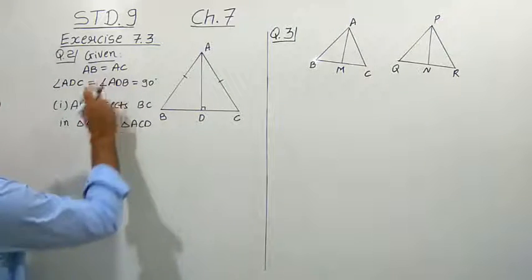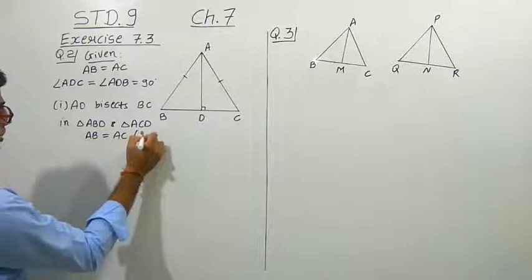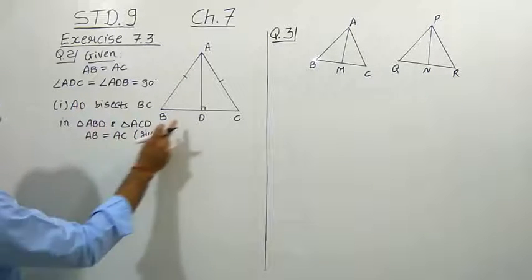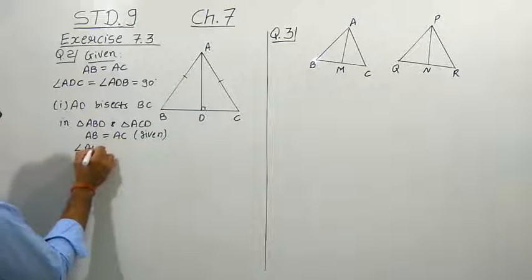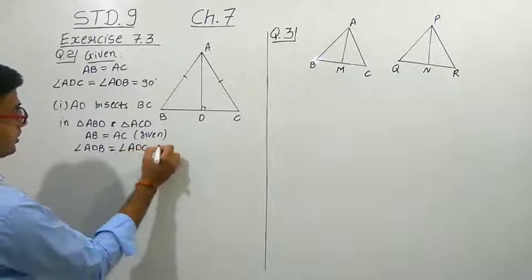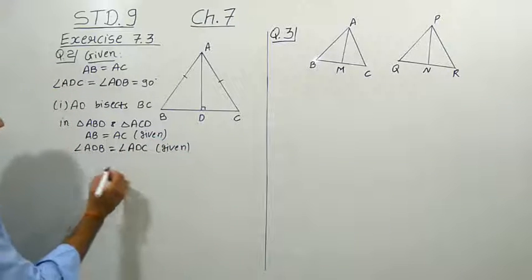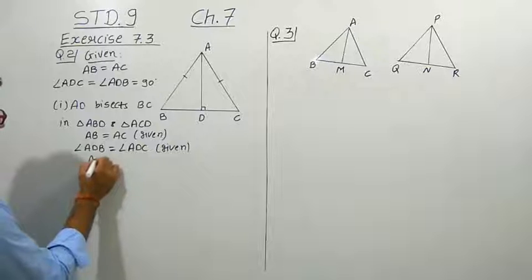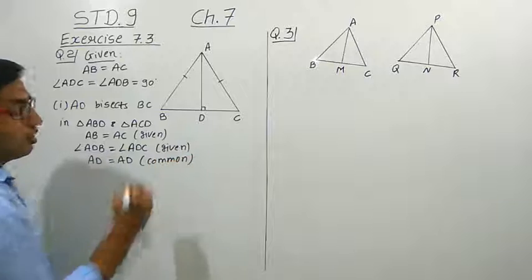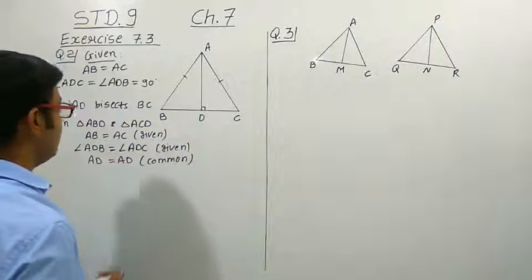So here the given conditions, one of the conditions is AB is equal to AC. This is the given condition. Angle is also given. The angle ADB is equal to angle ADC. This is also given. And third, yes, obviously AD is common. AD is equal to AD. This is the common side. So here we can see the two triangles ADB and ADC will become congruent.